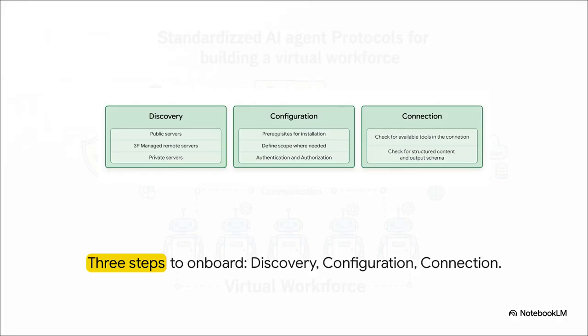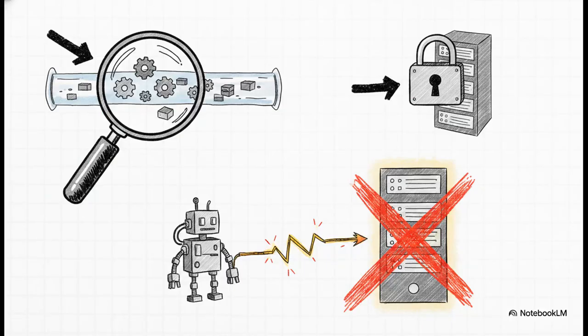And as a developer, adopting MCP is incredibly straightforward. It's really just a 3-step process. First up is discovery. You grab pre-built MCP servers from public registries or internal gateways. Second is configuration. You set your scope, permissions, and credentials. And third is connection. Your client does a quick handshake to list out the available tools and validate the output. True plug and play.